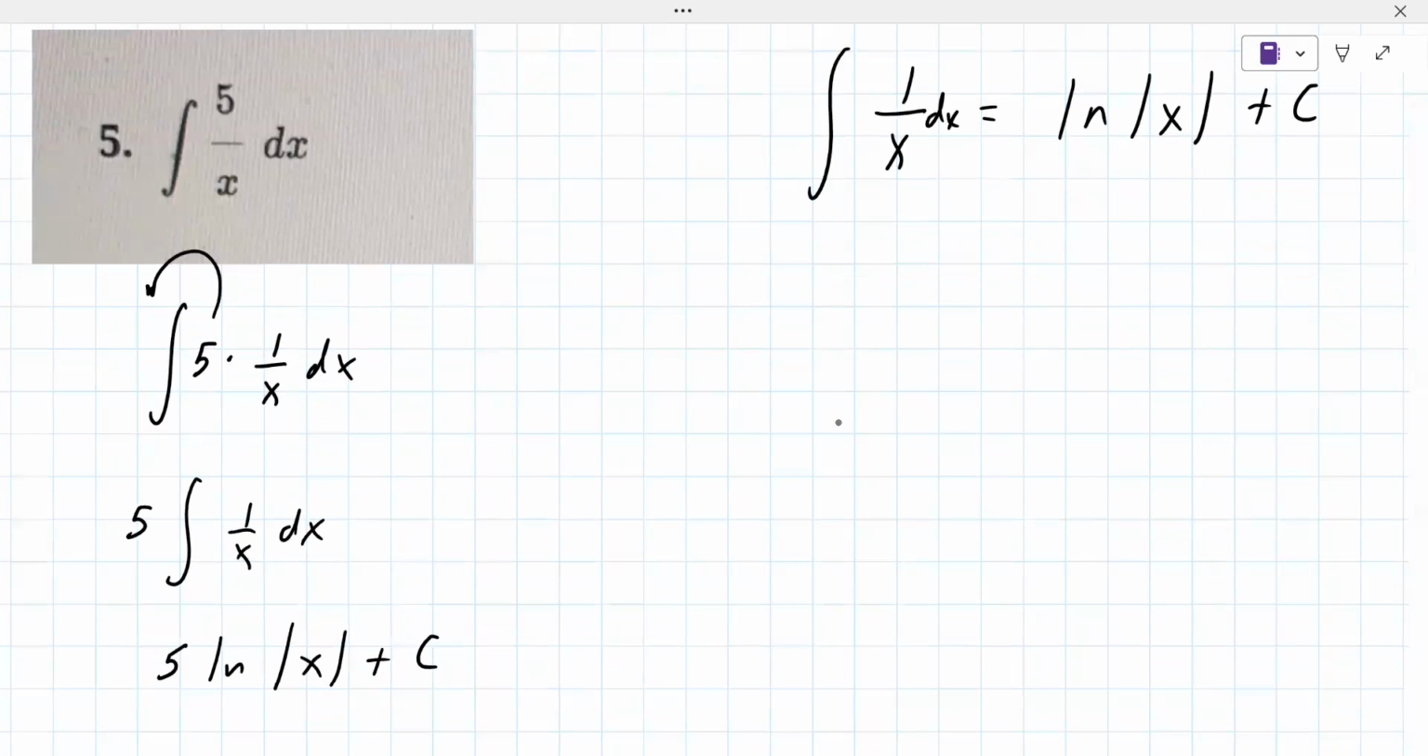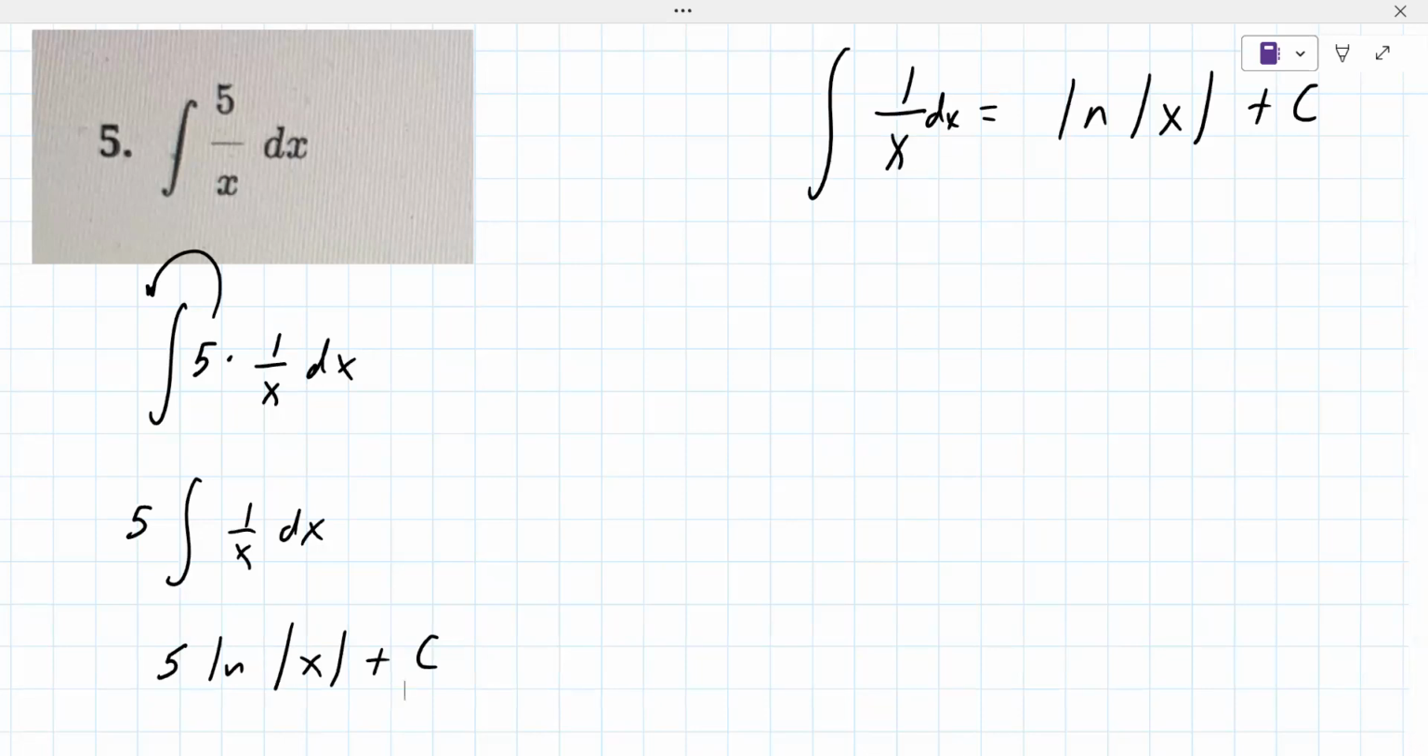That absolute value is really, really important. You've got to have it in there. Any questions on that?